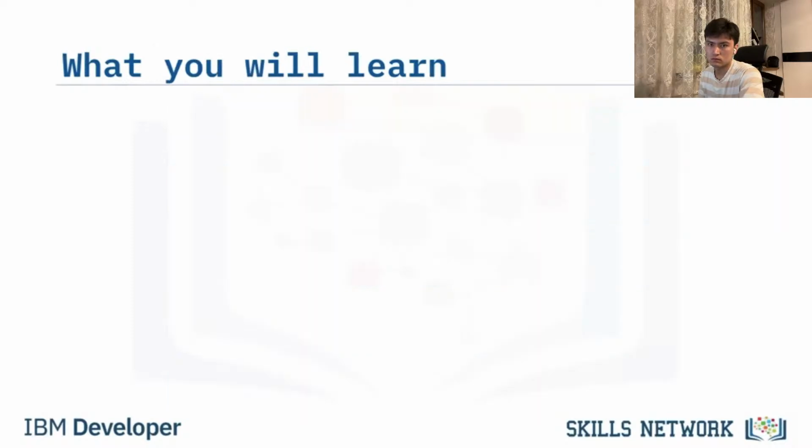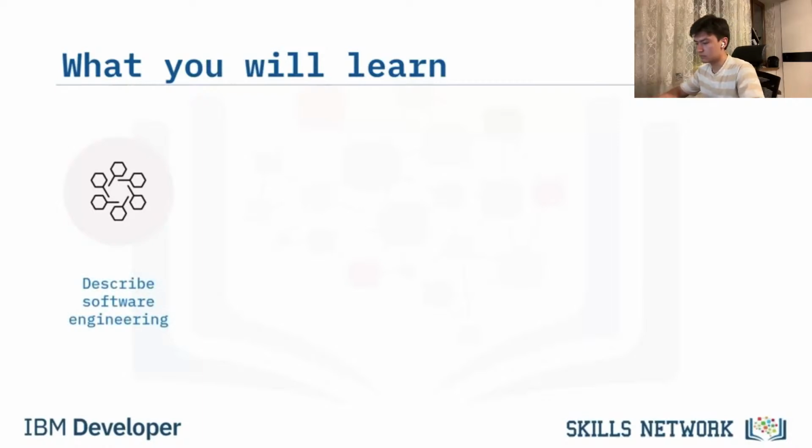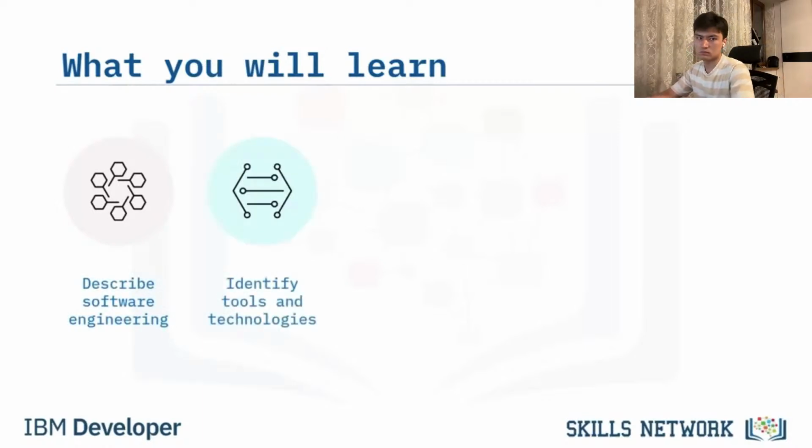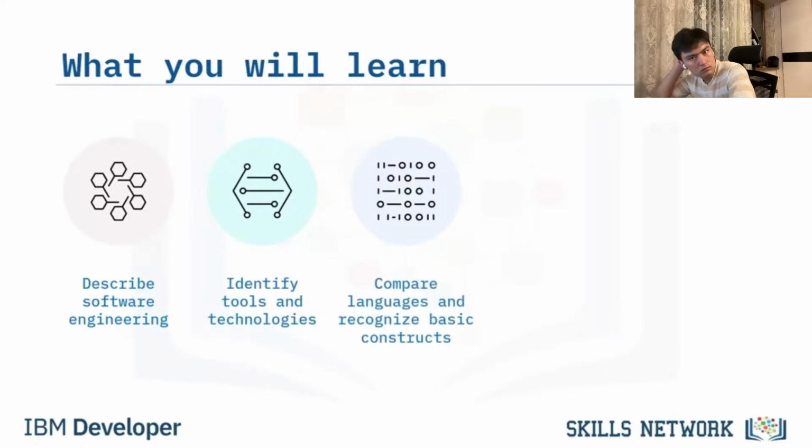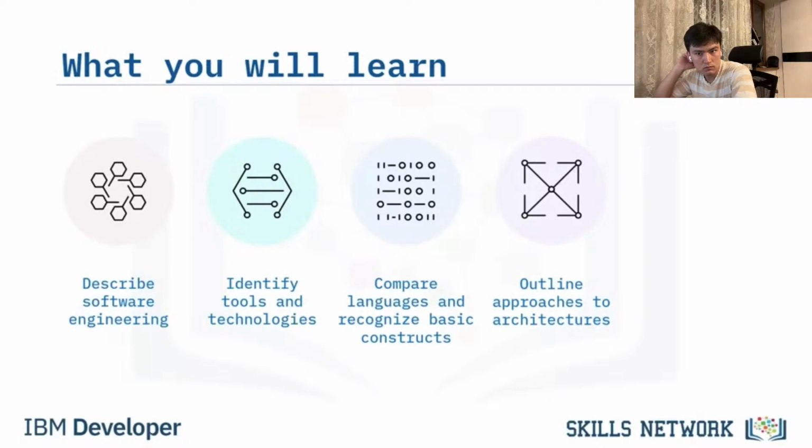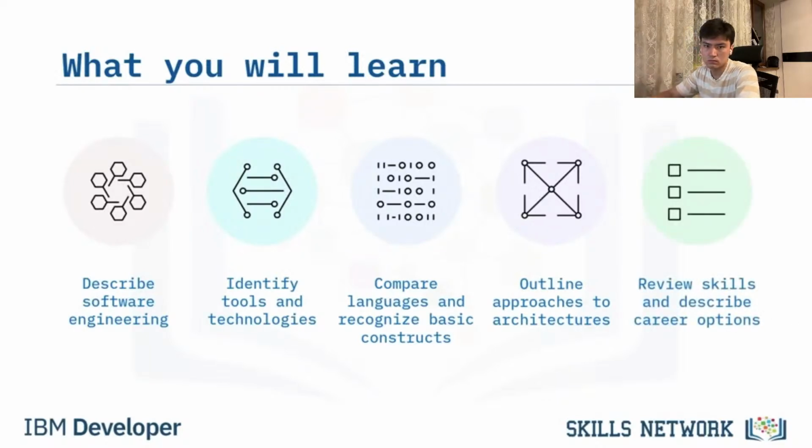When you complete this course, you'll be able to describe software engineering and approaches to software development, identify software development tools and technologies, compare different types of programming languages and recognize basic programming constructs, outline approaches to application and deployment architectures, and review the skills required in software engineering and describe the career options it provides.